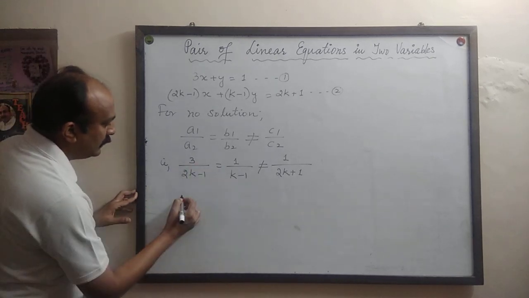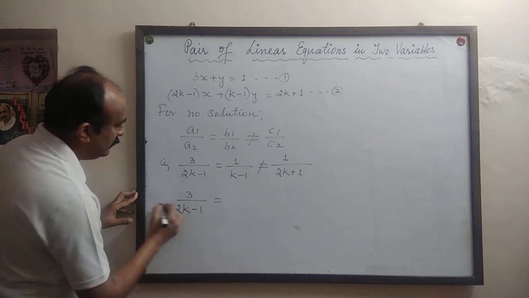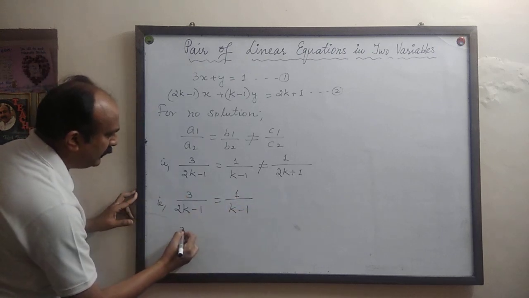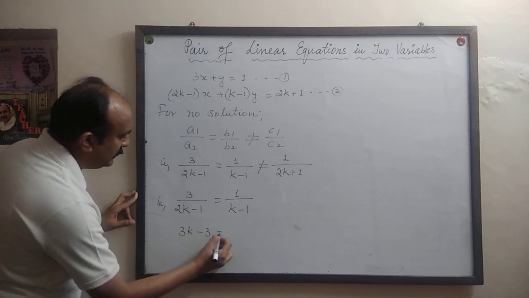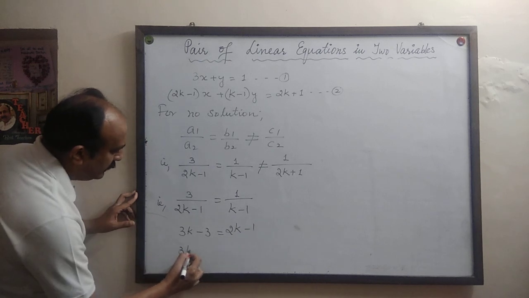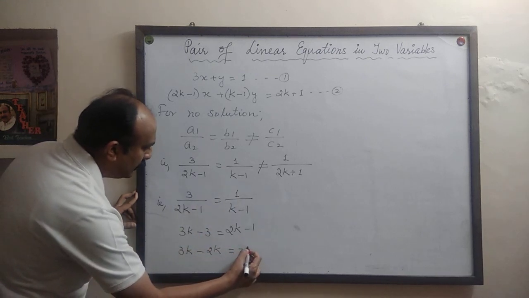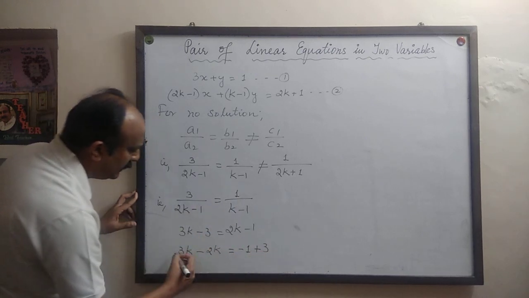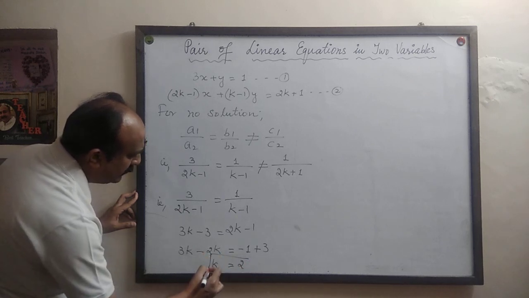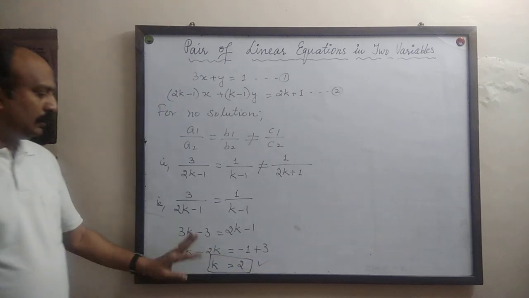So 3 upon 2k minus 1 is equal to 1 upon k minus 1. Cross multiply. 3k minus 3 is equal to 2k minus 1. 3k minus 2k is equal to minus 1 plus 3. 3k minus 2k, k is equal to 3 minus 1, that is 2. The answer is k is equal to 2.